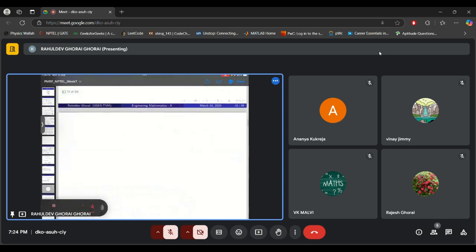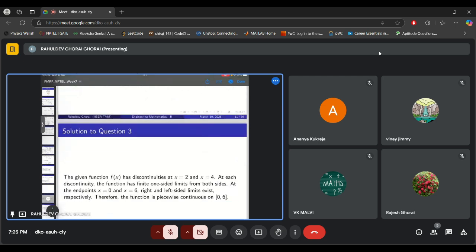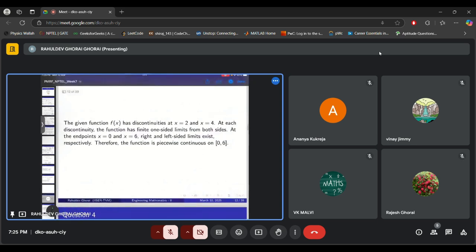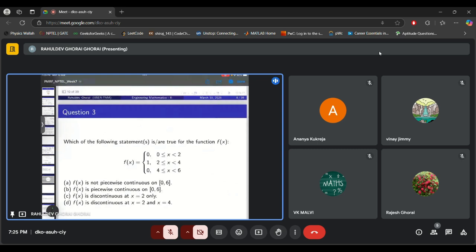If not, I will move on. So now let's say you have a function which has discontinuity at x equal to 2 and x equal to 4. So you have a function like this. This is question 3. You have a function which is 0 at 2, and at 4 you have discontinuity. You have to prove whether f(x) is discontinuous or piecewise continuous, and all these things. So what does this function look like first?